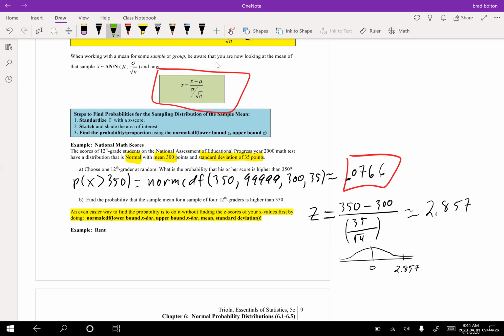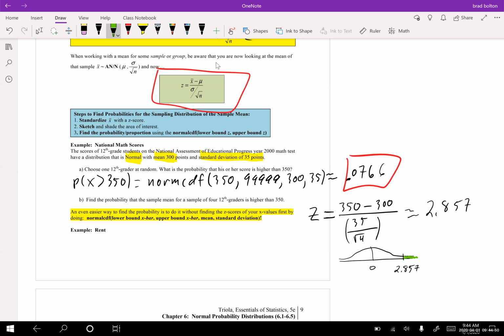What way is the shading? The shading is this way, because they want to know, find the probability that the sample mean for the sample of 4 12th graders is higher than 350, okay? So again, if the mean is 300 and they're at 350, you already know they're above the mean and they're more than a standard deviation away. So we got a z-score of 2.857, okay?